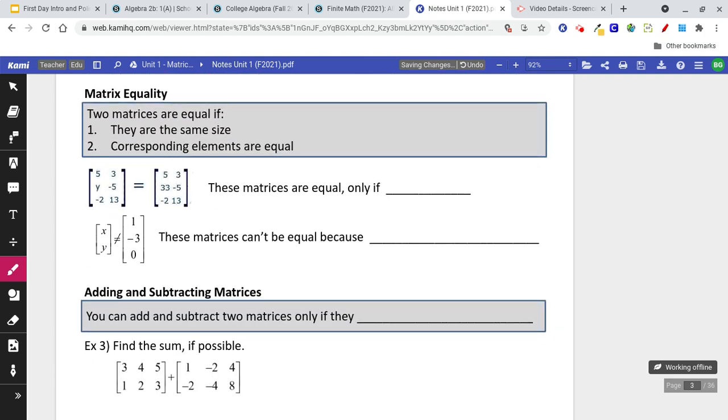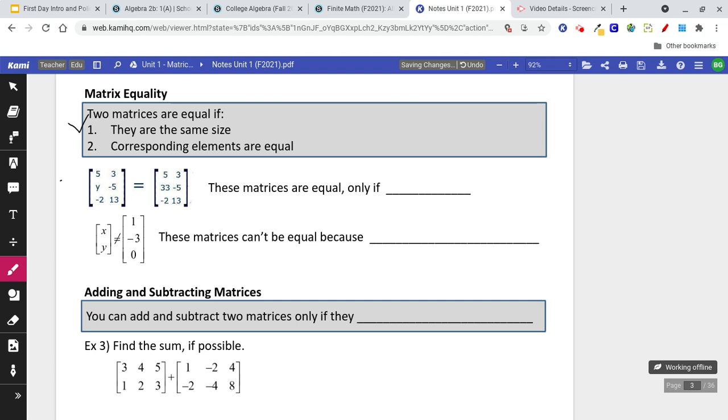Matrix equality. 2 matrices are equal if they're the same size, meaning same dimension, and corresponding elements are equal. So you look at this first example here. These matrices are equal only if, and so you look at it, they're supposed to be the same size, and they have the same size. They're both 3 by 2. And so that's good, but they also have to have corresponding elements that are equal.